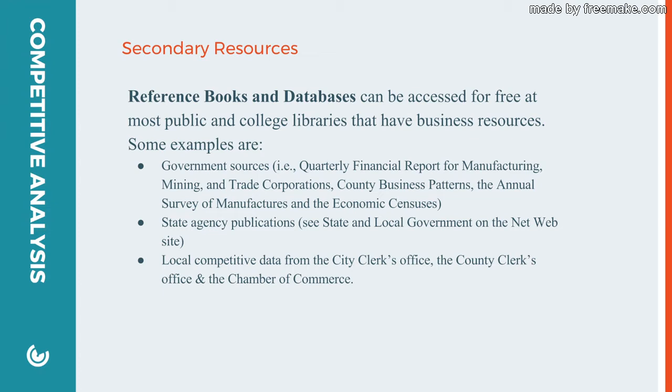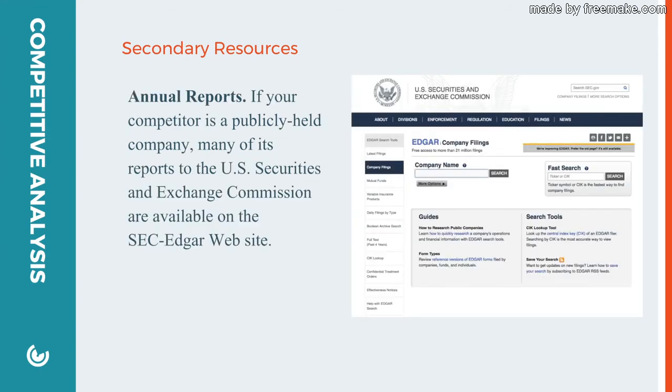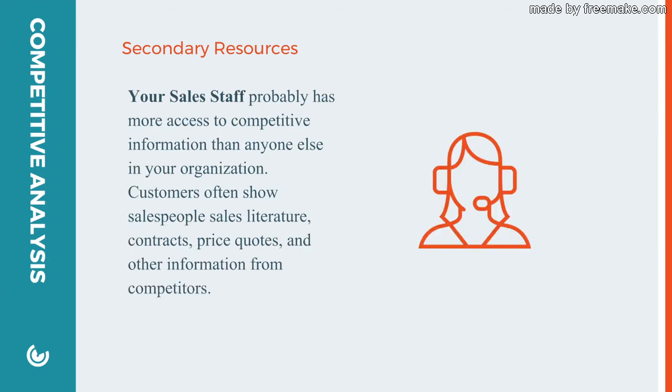State agency publications such as industry directories and statistics on local industry can be found on the State and Local Government on the Net website. And local competitive data from the city clerk's office, the county clerk's office, and the Chamber of Commerce. Annual reports. If your competitor is a publicly held company, many of its reports are available on the SEC EDGAR website. Your sales staff probably has more access to competitive information than anyone else in your organization.